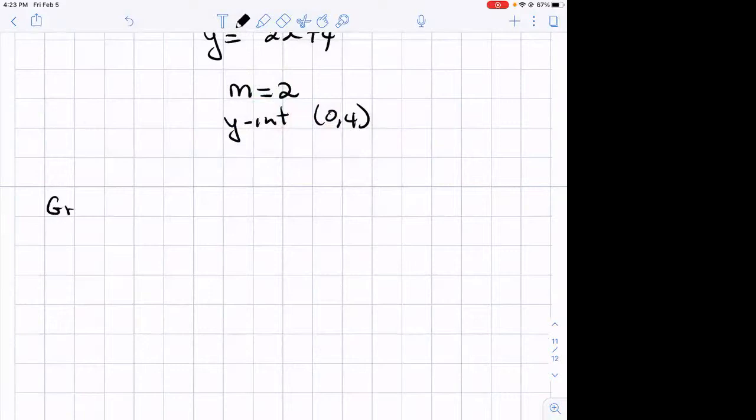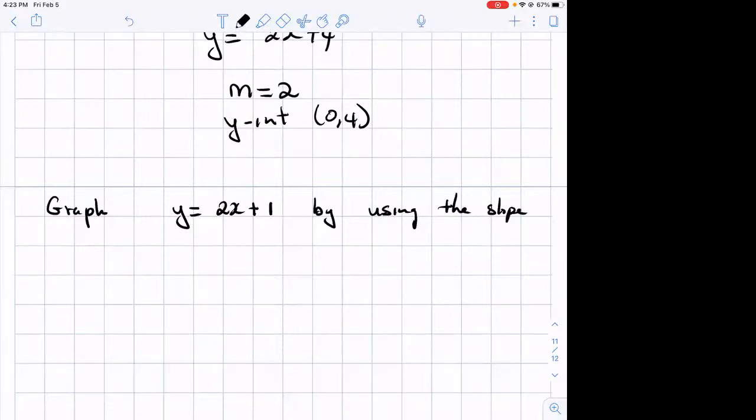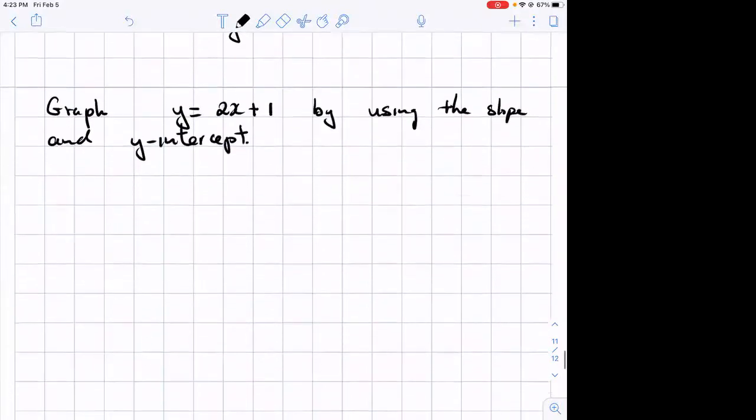So suppose I ask you to graph y equals 2x plus 1 by using the slope and y-intercept. So I'm really forcing you now to use the slope and the y-intercept. Okay? So we have y is equal to 2x plus 1. So we know here that m is equal to 2, and the y-intercept is (0, 1).